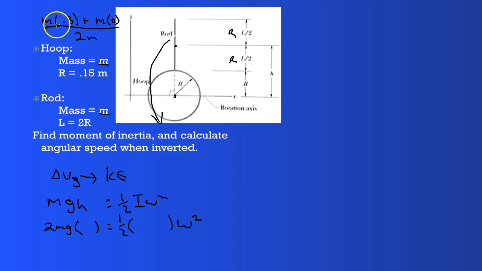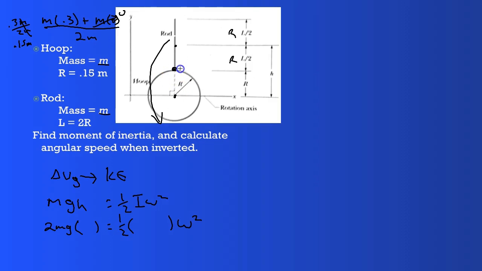So if we do all this, m times 0.3 plus m times 0 goes to 0 here, so it'd be 0.3m over 2m. Those divide out, and so we just get 0.15. 0.15 meters really as our height, as the starting height.